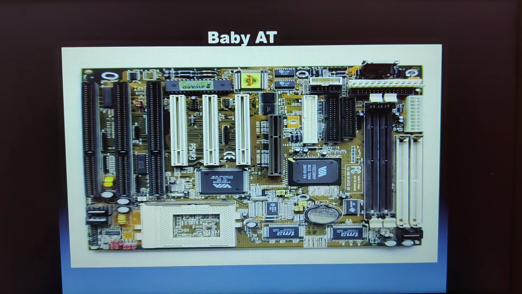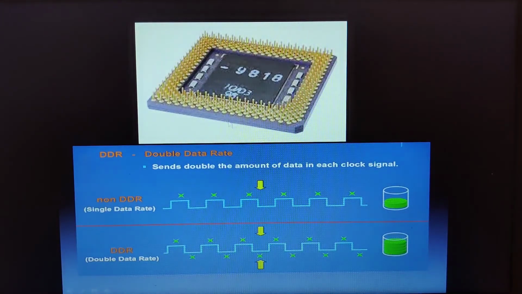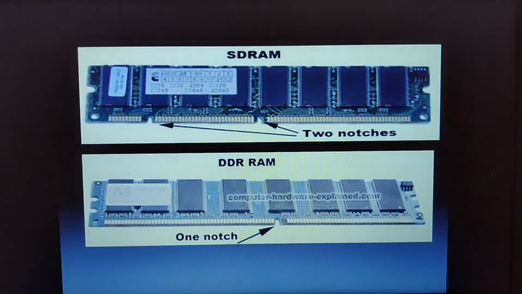See, this is the layout of the baby AT motherboard. Here you can see the processor socket. This is a slot type processor socket, and here is the pin grid array socket. It could have a slot type or a pin grid array socket. Then, as I said, it can have SDRAM and double data rate random access memory. These are the memory modules.